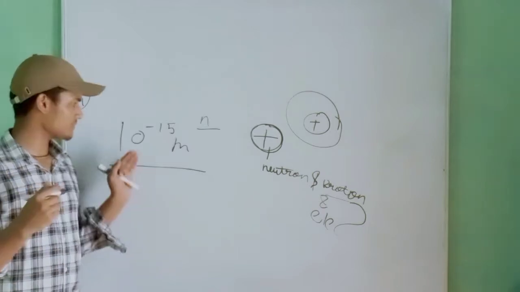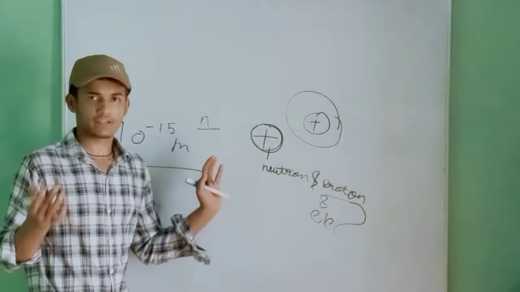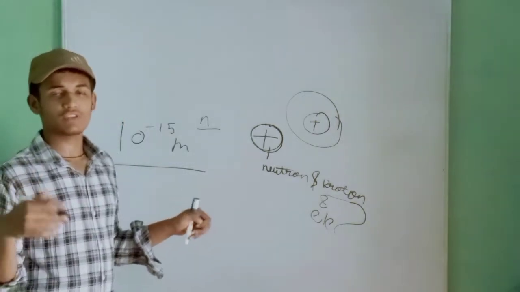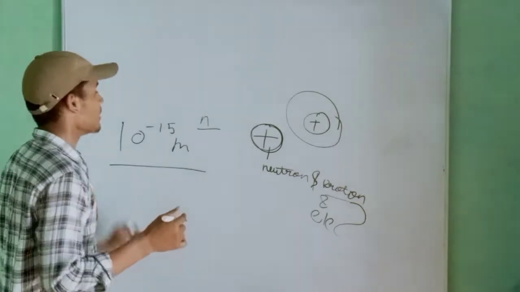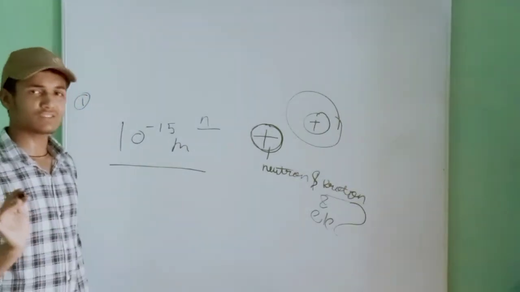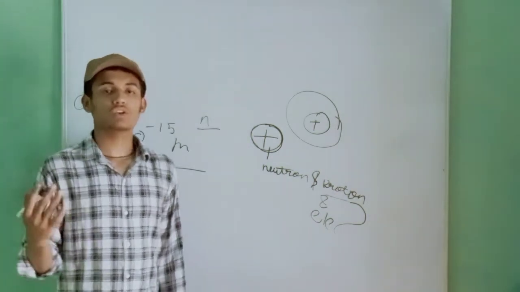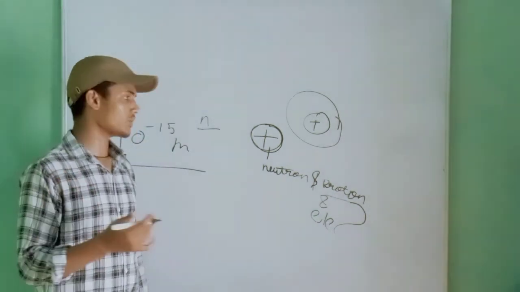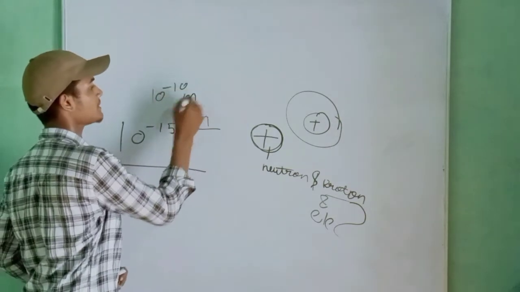What is the size of the nucleus? We discussed it in the first statement, and now we will discuss the size of the atom. In the first video of this lesson we discussed the atom. John Dalton said the atom is indivisible, but it is not true. Now the atom is divided into three particles: neutron, proton, and electron. The size of the atom is 10 to the power minus 10 meters.